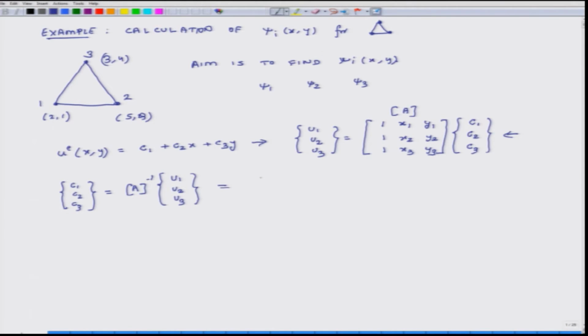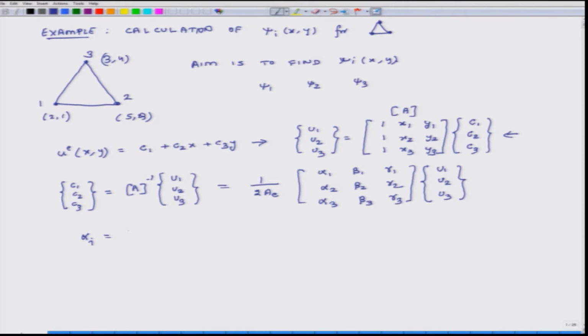And we had actually calculated the value of this inverse. So, this is equal to 1 over 2 A_e times these numbers alpha 1, beta 1, gamma 1, alpha 2, beta 2, gamma 2, and alpha 3, beta 3, gamma 3, times u1, u2, u3, like this.